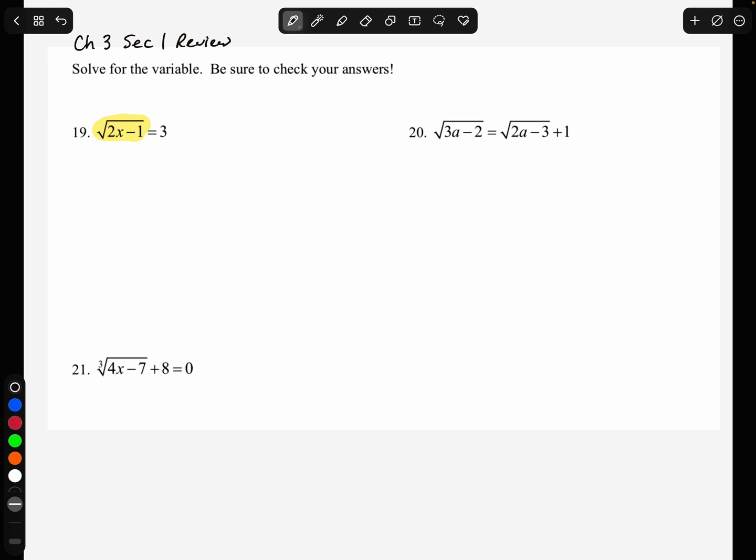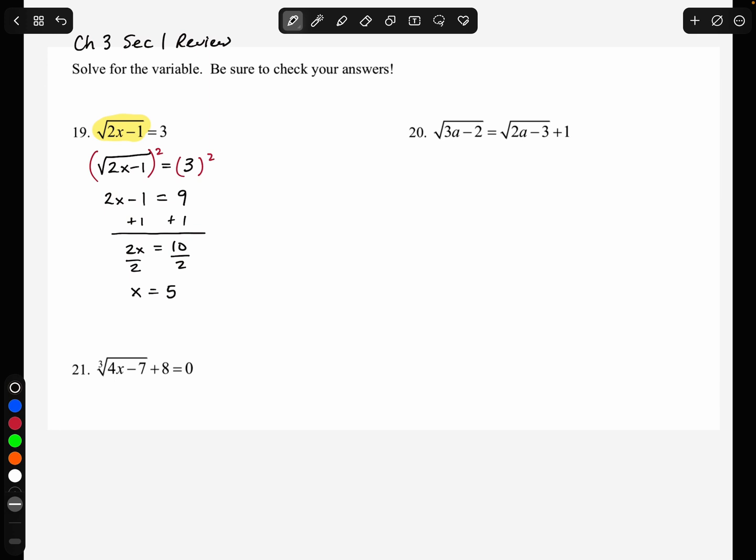I'm going to recopy it below first. To undo the square root, I'm going to square it. When I square the square root, I end up with just what's inside, the 2x minus 1, and then 3 squared is 9. And now we're just going to finish solving. We're going to add 1 to each side. We've got 10 is equal to 2x. We'll divide each side by 2, and we get x is equal to 5.